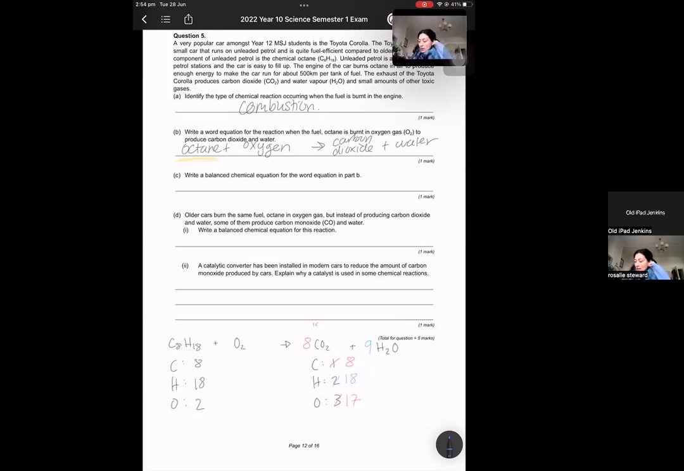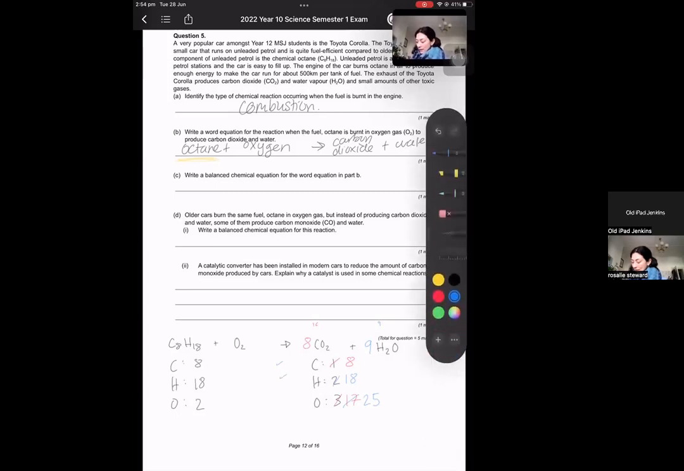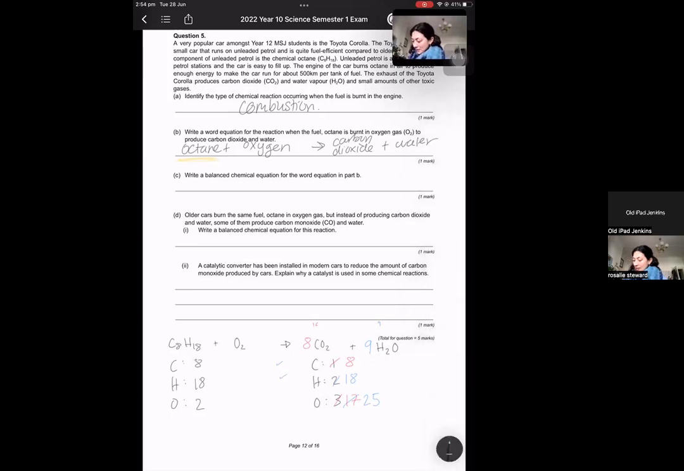Oh no, now we also have more oxygens. So let's count all over again. We've got 16 oxygens from the carbon dioxide. And now we've got 9 here. So that is 25. Okay, so at least our carbons are balanced, at least our hydrogens are balanced. All we have to balance now is the oxygens. Let's go to green this time. All right.